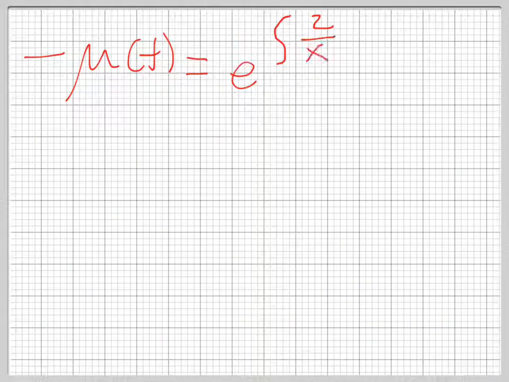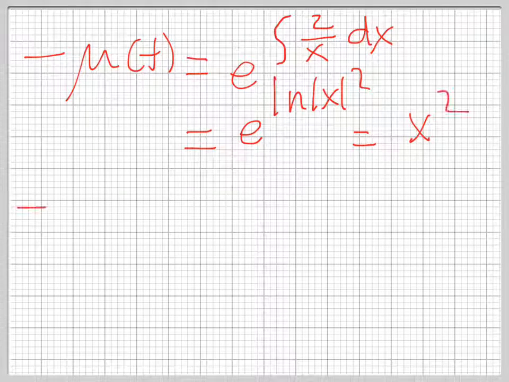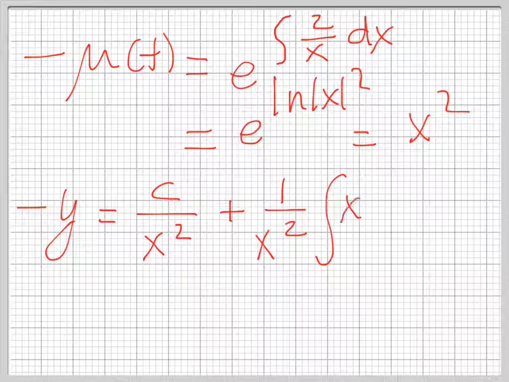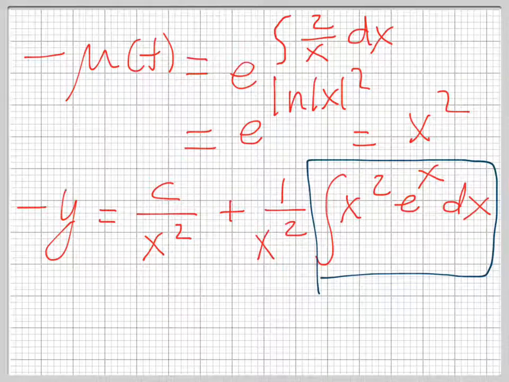Now, the first step is solving for mu of t. So mu of t is going to be equal to e to the integral of p of t, which is 2x, and then doing some integration, you get mu of t equals e to the x squared. And once you have mu of t, you can use the formula from earlier to figure out the general solution for this equation, which is c over mu of t plus 1 over mu of t times the integral of mu of t times q of t dx.